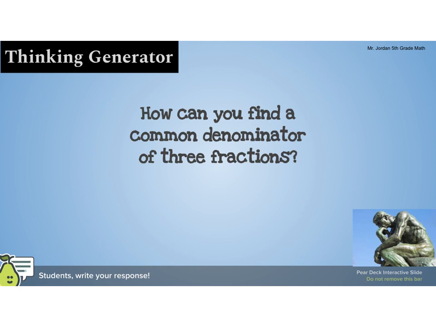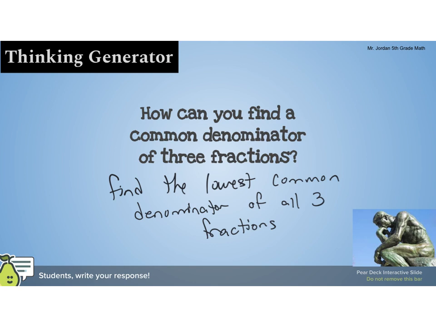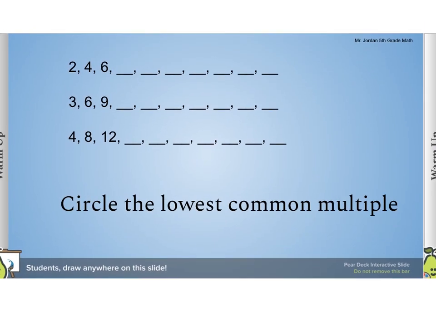So how can you find a common denominator of 3 fractions? Basically, you need to find the lowest common denominator of all 3 numbers. I will continue to show how to do that on the next few slides. So, finding the lowest common denominator of all 3 fractions.